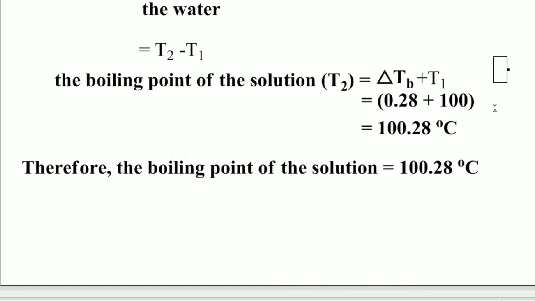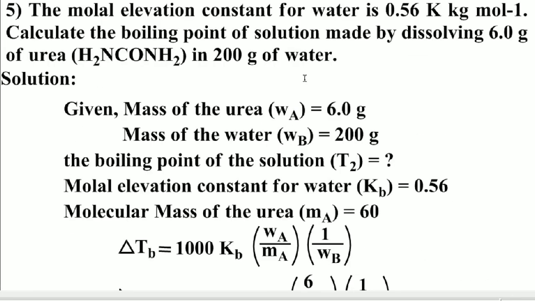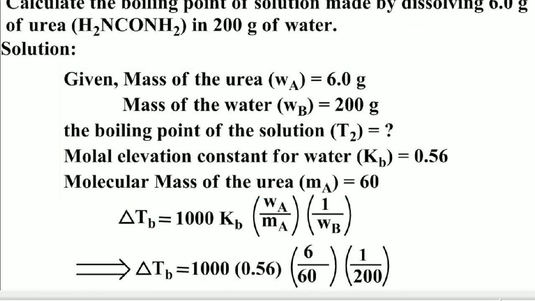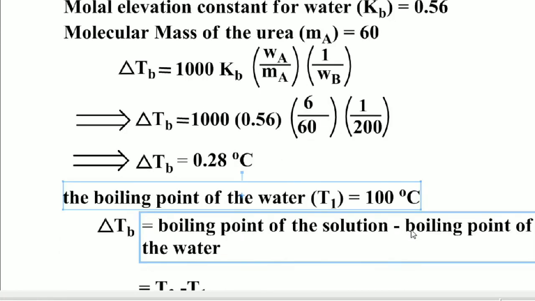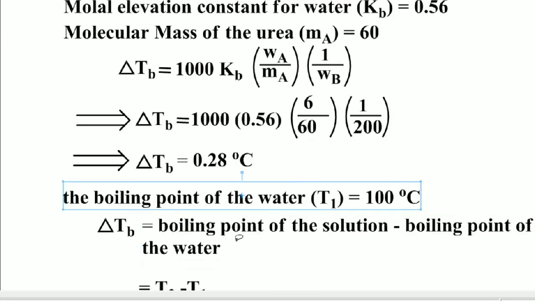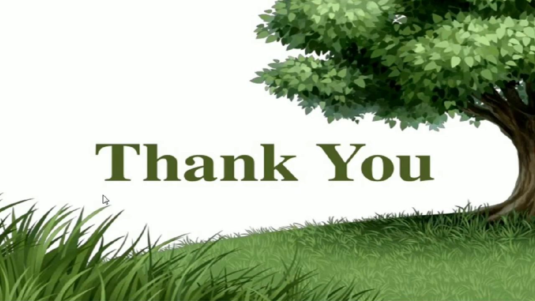Okay students, I hope you understood this problem clearly. In this problem, initially we should find the value of delta TB, the elevation in the boiling point, and the boiling point of water we know is 100 degree centigrade. After that we can find the boiling point of the solution. I hope you enjoyed this session. Students, in this video module we solved some models of numerical problems on elevation in the boiling point.